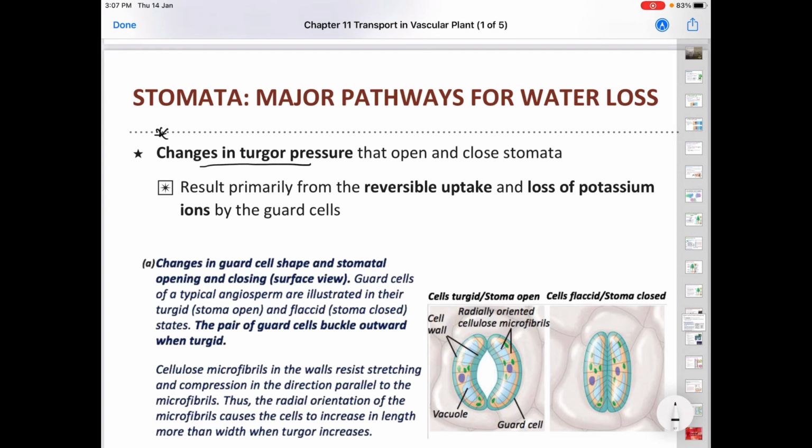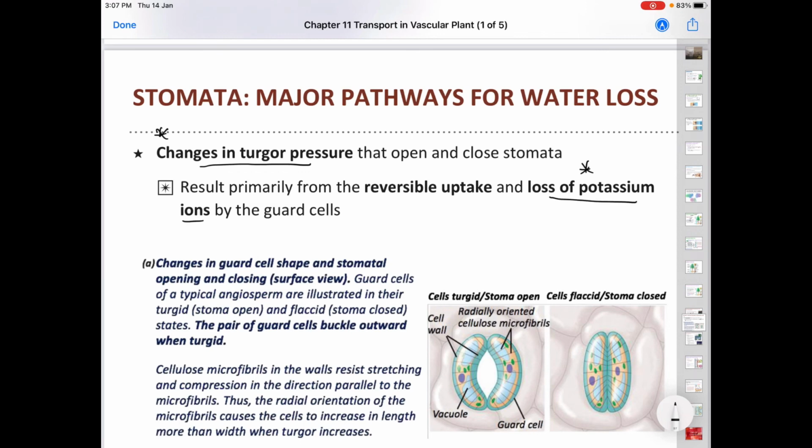Okay, changes in turgor pressure. So this is another factor that influences the opening and the closing of the stomata. It results primarily from the reversible uptake and loss of potassium ions by the guard cell. So potassium ions are also involved in the opening and closing of the stomata. If you still remember, the ions can cause gradient changes. If we learned about the osmosis process, when there are changes in the gradient, water will start to move from the high concentration to the low concentration.